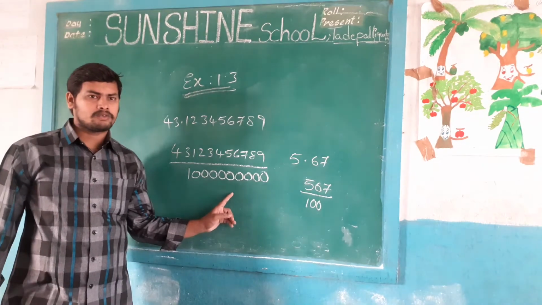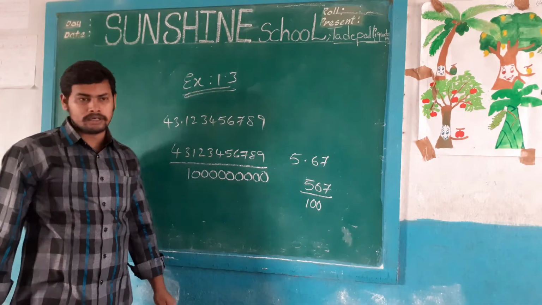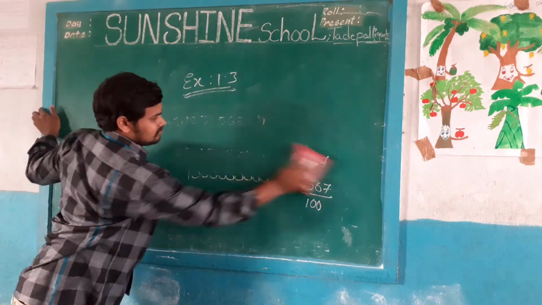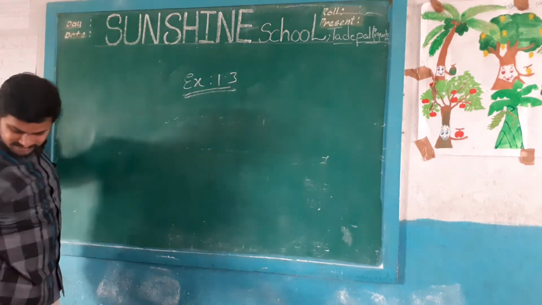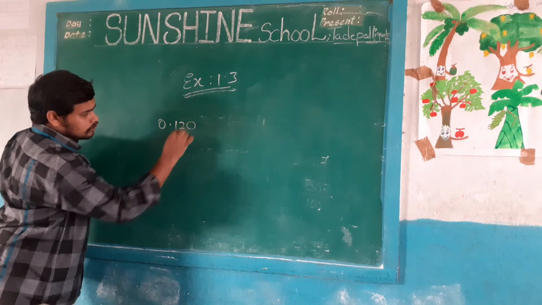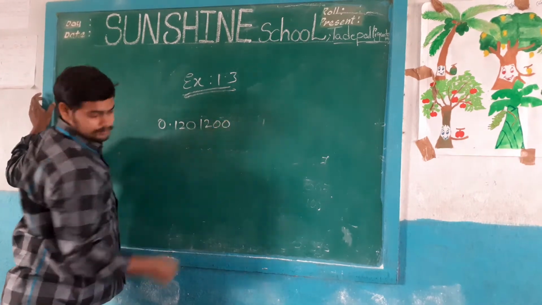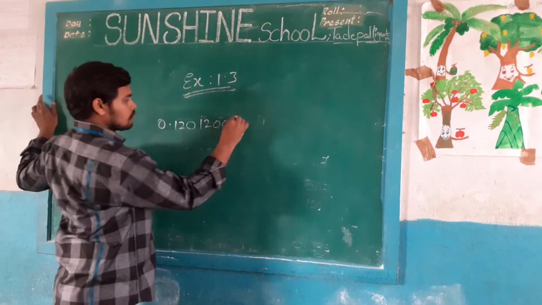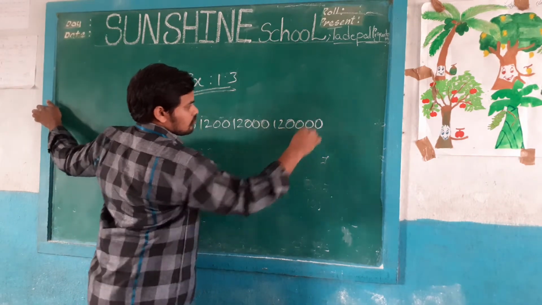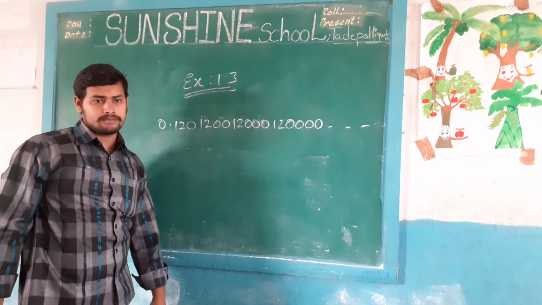Okay. First round, first sum done. Second sum: 0.1201, 0.1201, 1200. Can you represent it in p by q form or not?